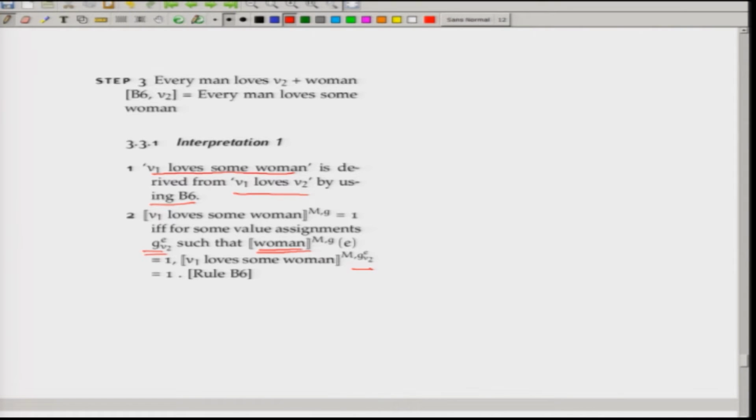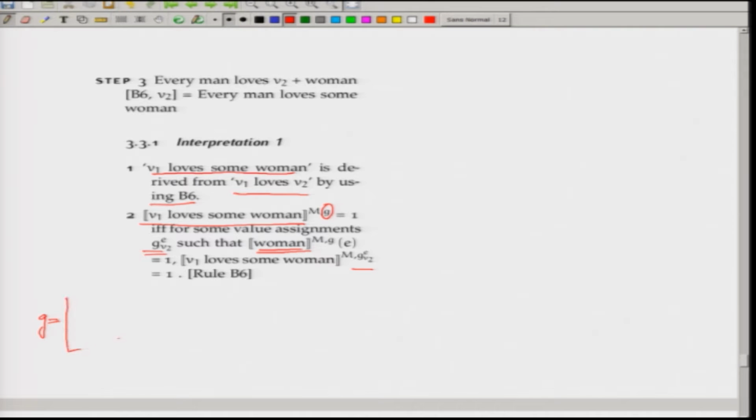So, what does it mean? It means that this formula is not a sentence, it is a formula. Why isn't it a sentence? Because it does not have a truth value. It does have some kind of a licensed structure, but no truth value. That is the reason. V1 loves some woman: if it does not have any G, if G is removed, then this structure does not have any truth value. The moment we add G to it, it will have a truth value, because we know that G has got a defined feature.